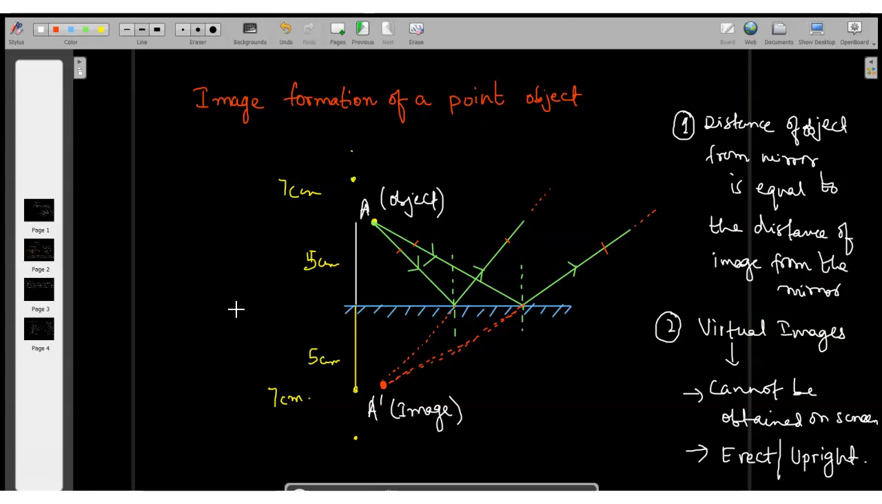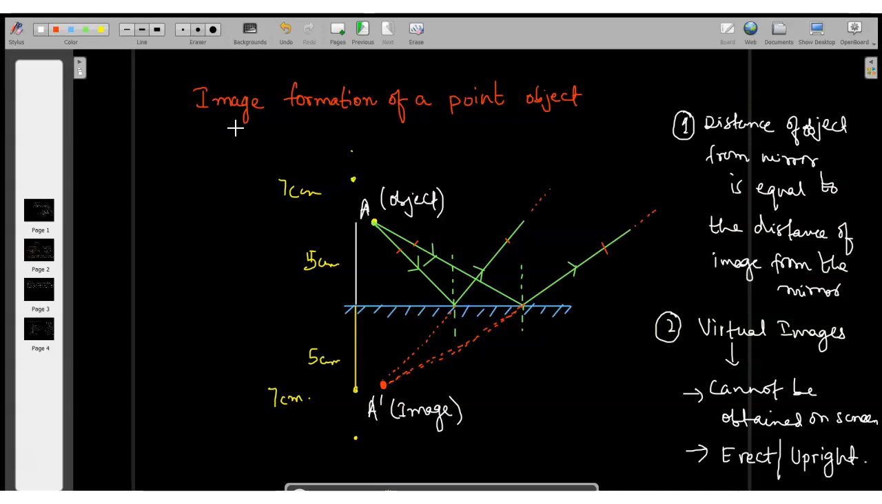That is why when you see yourself in the mirror, you see an upright image of yourself, right? So you can try this activity with yourself. Just stand in front of the mirror and you see the image formed of you in the mirror. Your reflection in the mirror will be of the same size as you. If you go back, the image will also go back, and also it is upright in nature. So these are a few properties of image formed by a plane mirror.